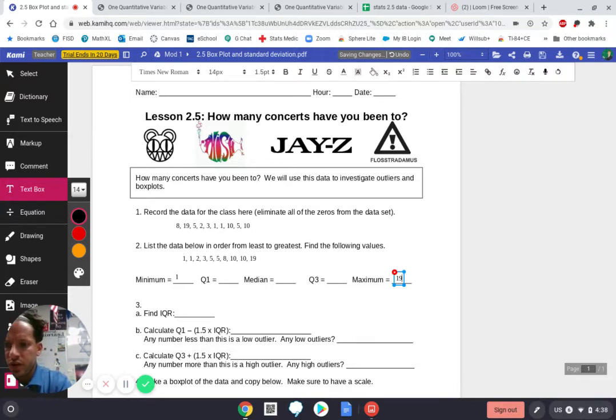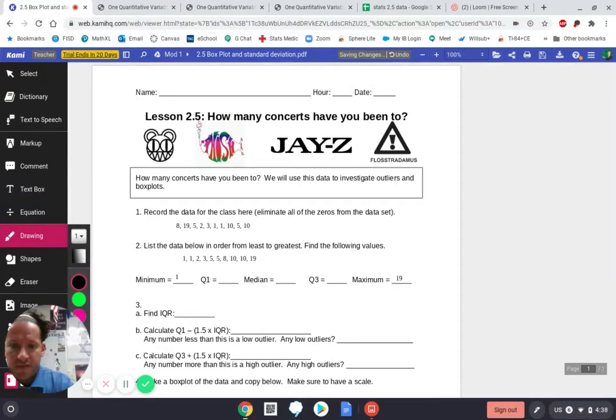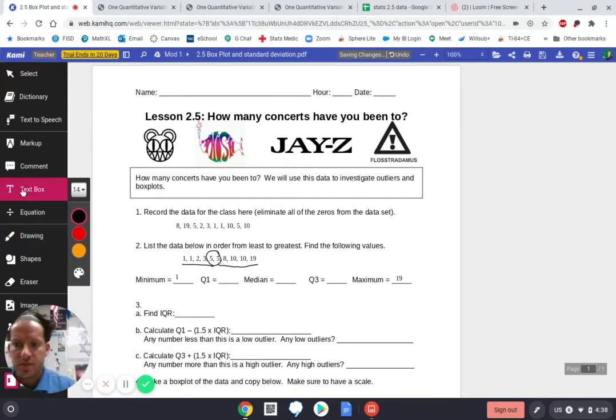So we're going to come at the median from both sides. It looks like we have 5 on the left side and 5 on the right side. So our median is going to be right in the middle, the average of those two numbers. So our median is going to be 5.